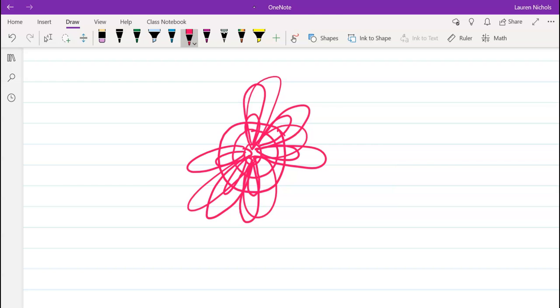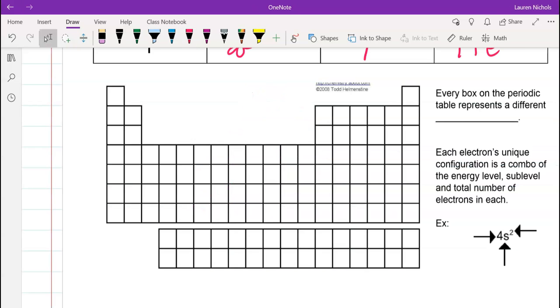This is my beautiful artwork, but that's why you can see we draw the Bohr model in class. This would be extremely complicated, but essentially they layer on top of each other. These sublevels and energy levels and orbitals are all represented on the periodic table. So we have a blank periodic table here, and the first thing is that every box on the periodic table represents a different electron.